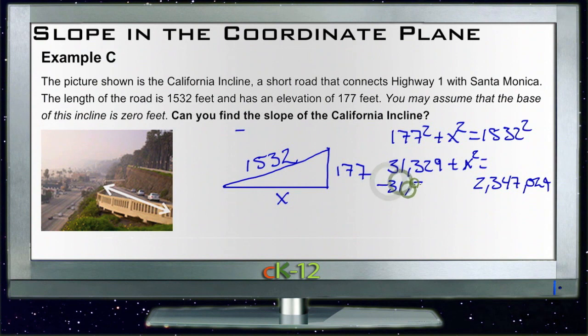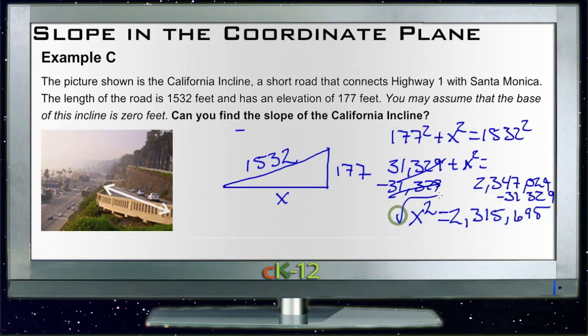Subtracting 31,329 cancels on the left-hand side, so we're left with just x squared. And if we subtract 31,329 from the other side, we end up with 2,315,695. We punch the square root button on the calculator, and that gives us x is approximately 1,521 3/4.